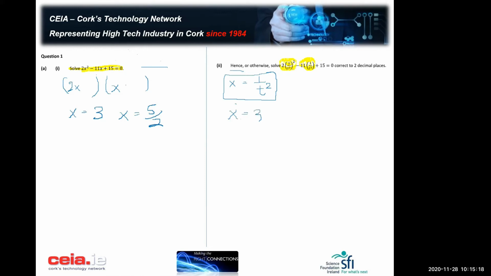You have got x is equal to 3, and you've got x is equal to 5 over 2. You've already solved them in the other part of the question. So now you can equate 3 is equal to 1 over t squared, and 5 over 2 is equal to 1 over t squared, and you solve. That's just simple algebra. And for that, you will get t is equal to 0.58, and t is equal to 0.63. So again, watch out for hence or otherwise. There must be some link between one question and the other.